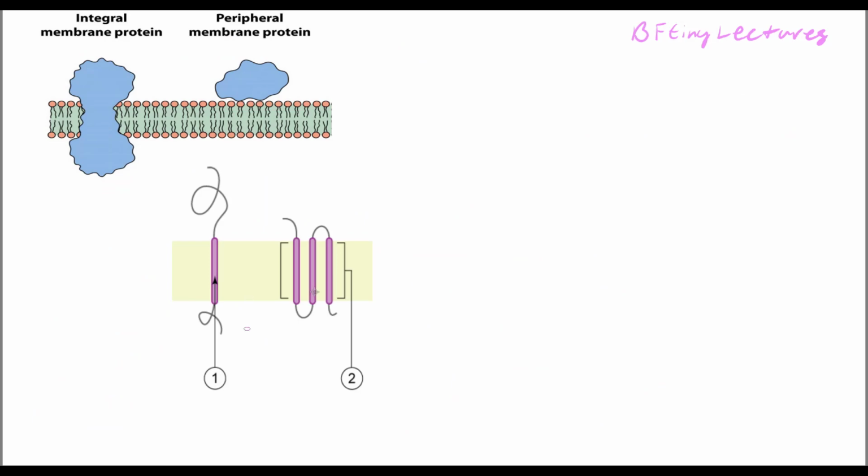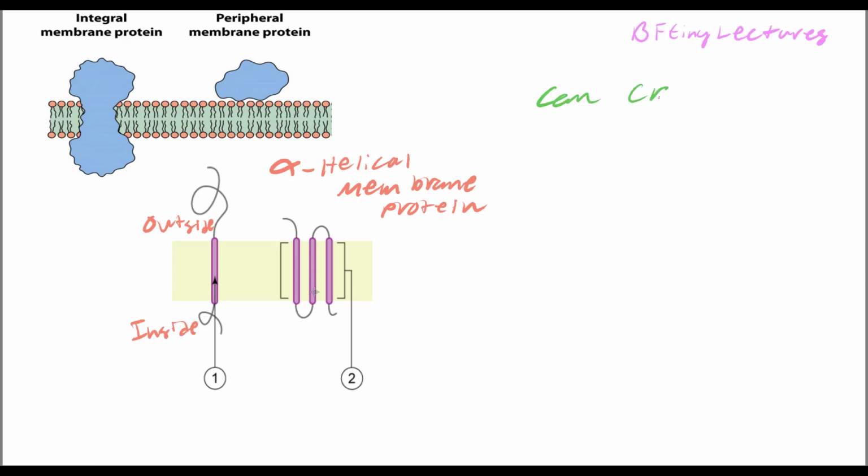What is a very famous integral membrane protein? Well, one of the most famous ones is the alpha helical membrane protein. Okay, so this is called the alpha helical, just like an alpha helix, membrane protein. All right, what is it? Well, imagine an alpha helix going between the outside and the inside of the cell. So that must mean that it can cross the membrane once or many times.